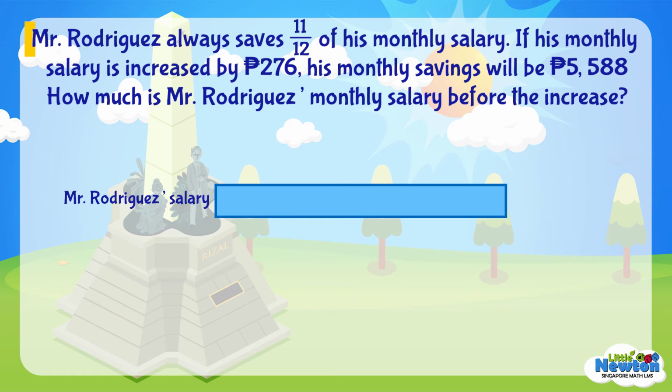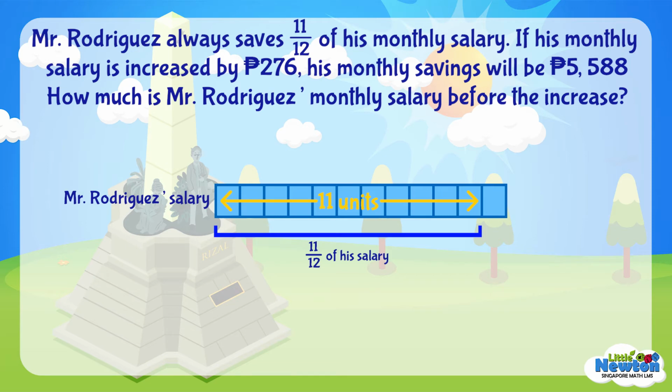From the question, we know that Mr. Rodriguez always saves 11/12 of his monthly salary. Let's divide the rectangle into 12 equal parts or 12 units. So, 11 units represent the amount of money Mr. Rodriguez saves from his salary. We also know that sometime later, Mr. Rodriguez's monthly salary is increased by 276 pesos.